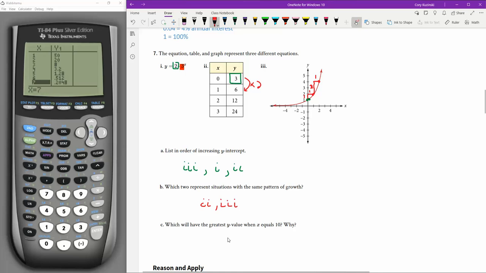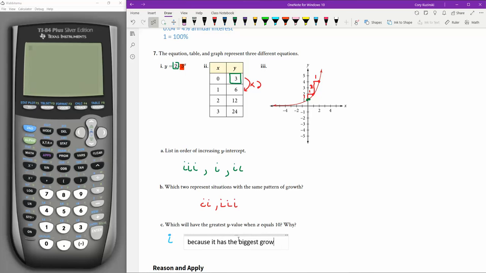Which will have the greatest y value when x equals 10? Well, the one that's tripling probably will have the greatest y value when x equals 10. So I think that's what I'm going to say. I don't like that it's doing that. How about we'll do it like this. Because it has the biggest growth factor, which is 3.